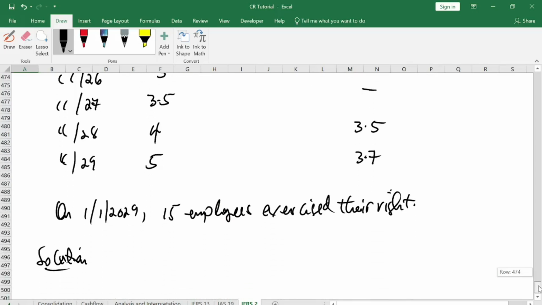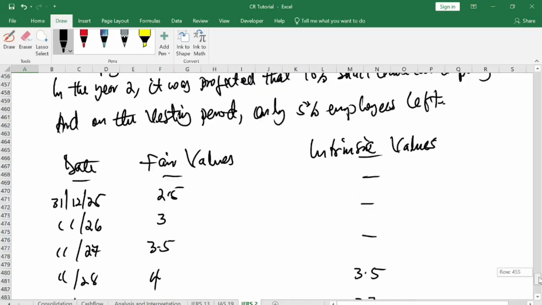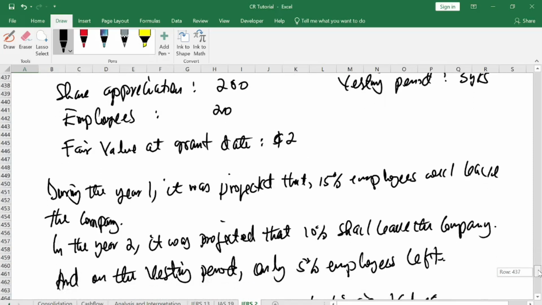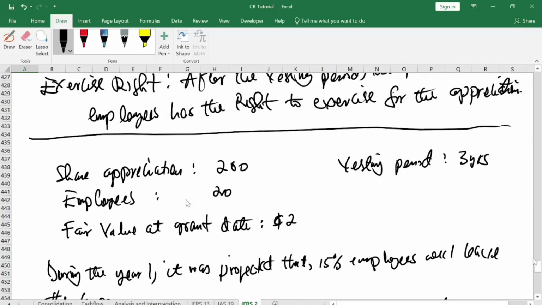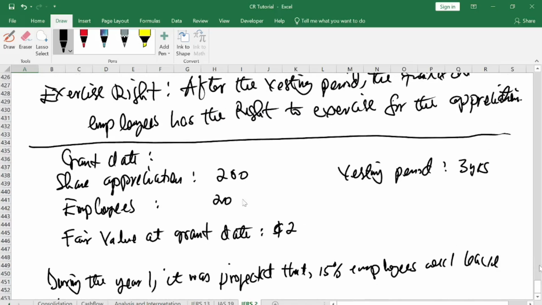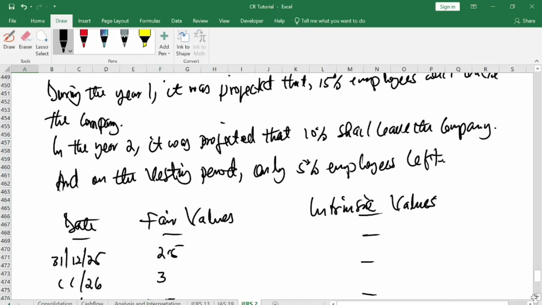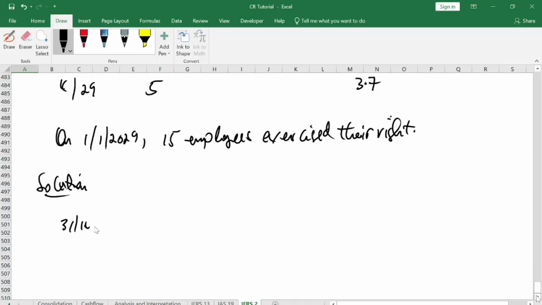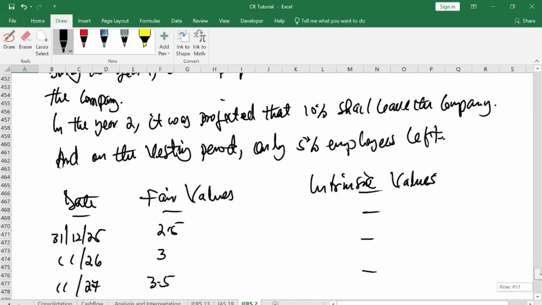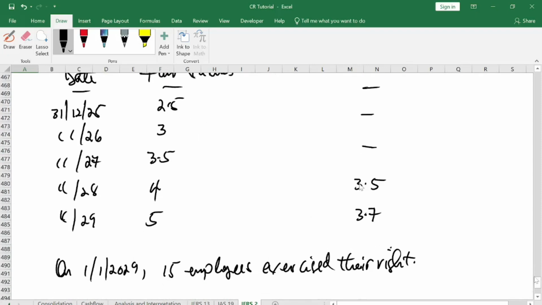And they said that at the vesting period, only 15 employees will exercise their rights. So all that you have to note is this. Let me add the grant date: the grant date is 1st January 2025. So how do you go about it? Simple. You start at the end of the accounting year 2025, which is 31st December 2025. Watch it here, look at the fair value. Have you seen it? Okay, so you started.